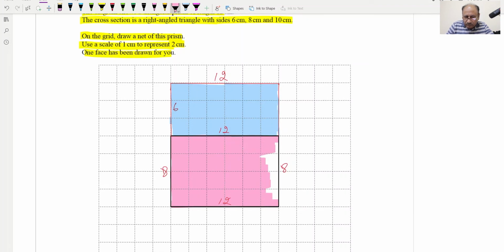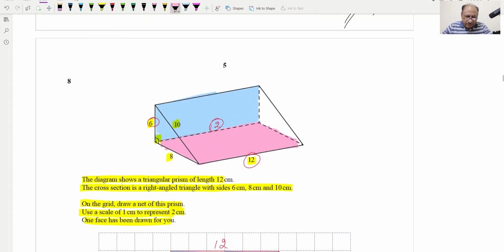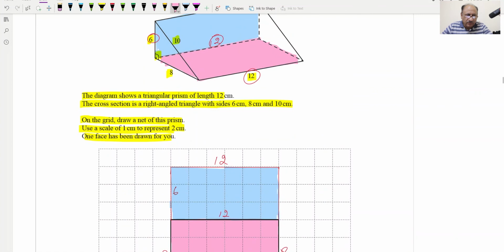So this is the net portion which we have done. Keep in mind this drawing, this filling portion is just for your explanation. You will not be supposed to fill it in the exam, so I'm just correlating this drawing with this so that you can understand which portion is this one.